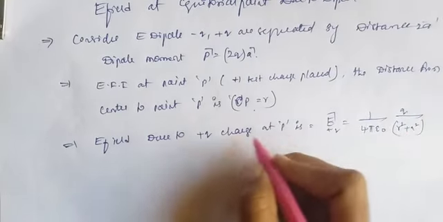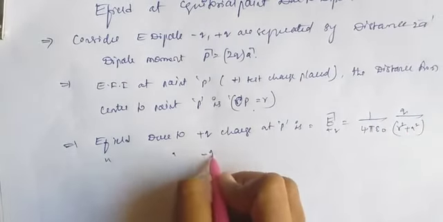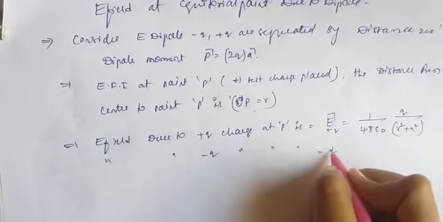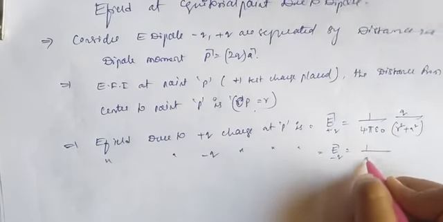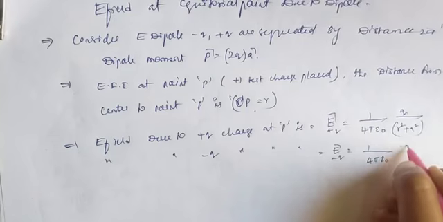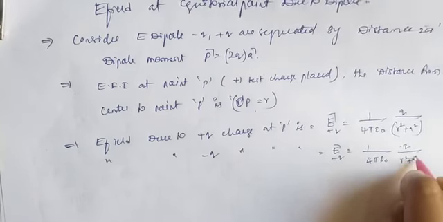Okay. And the electric field due to negative charge at point P is 1 by 4 pi epsilon naught q by r square plus a square only. Okay.